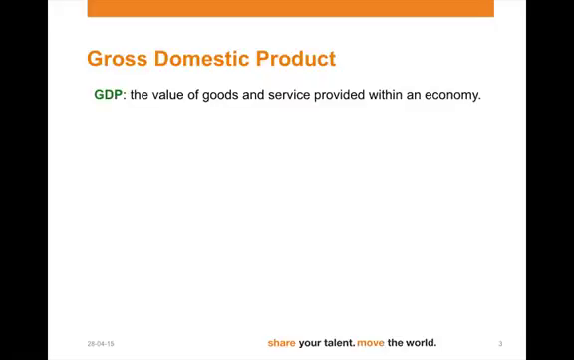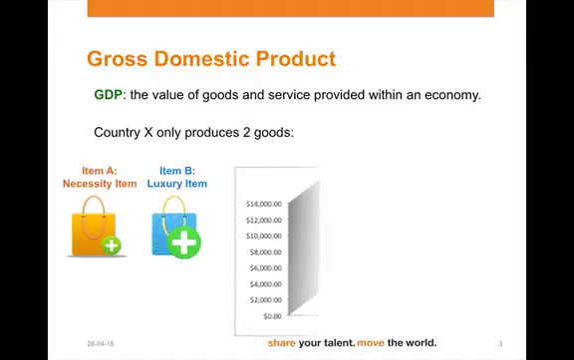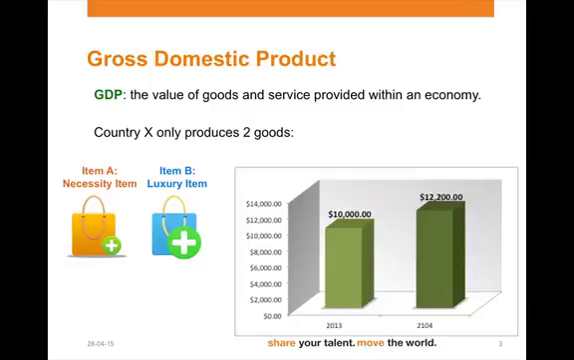GDP, or gross domestic product, is the value of goods and services provided within an economy. Let's have a look at country X. Country X only produces two goods. Item A, which is a necessity item, and item B, which is the luxury item. In 2013, GDP was $10,000, and in 2014, GDP was $12,200.